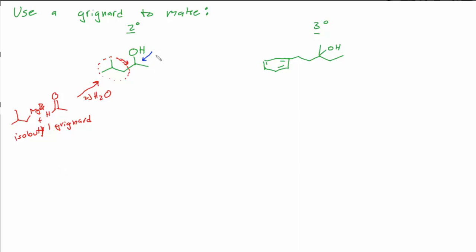We could also follow the blue arrow, in which case we would need a 1-carbon Grignard to react with. So we can use methyl Grignard, and then we'd need an aldehyde that resembles the rest of the molecule. So we would have this aldehyde, and of course the second step here would be water as well.